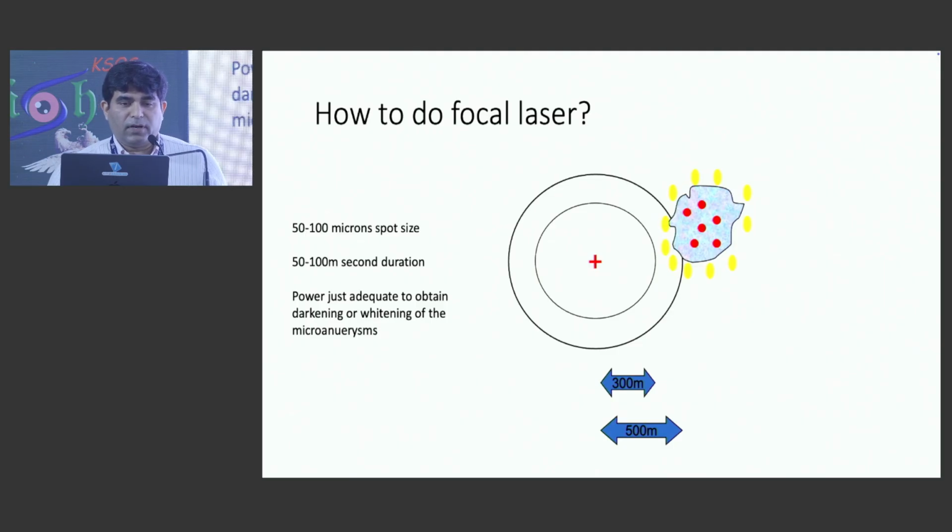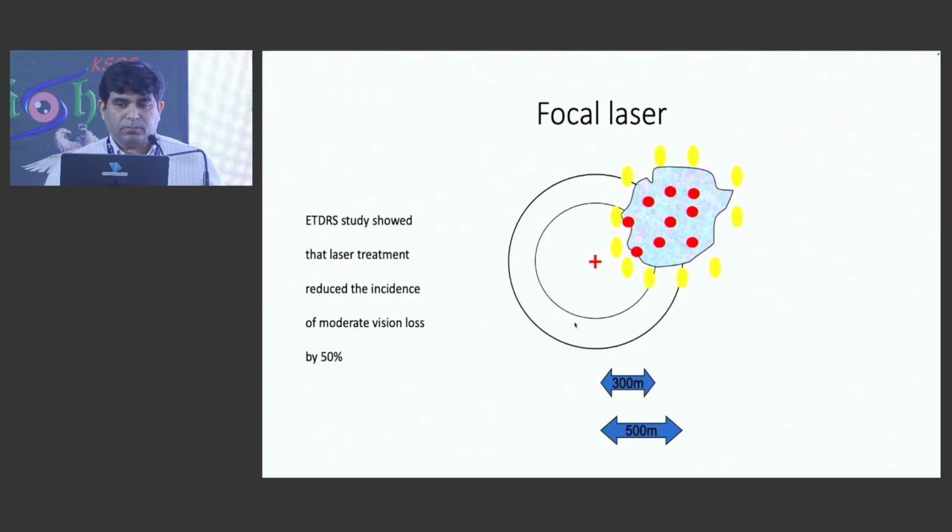So how to do a focal laser? Ideally a 50 to 100 micron spot size is taken, with 50 to 100 millisecond duration, and the power should be just adequate to obtain darkening or whitening of the microaneurysms. Direct photocoagulation of the leaking microaneurysms on fluorescein angiography, which are outside 500 microns of the foveal center, is done, and there is a direct treatment of the focal fluorescent leaks.